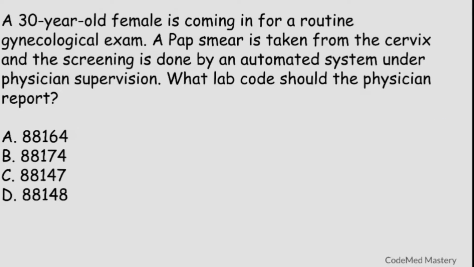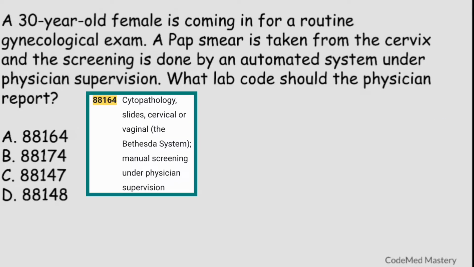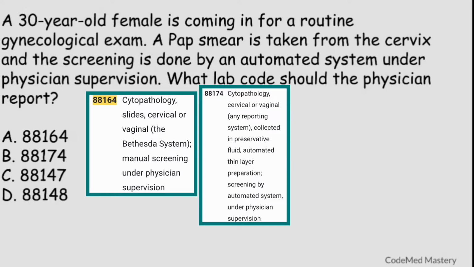Check option A, 88164, that is for cytopathology slides, cervical or vaginal, manual screening under physician supervision. Check option B, 88174, that is for cytopathology, cervical or vaginal, collected in preservative fluid, automated thin layer preparation, screening by automated system under physician supervision.